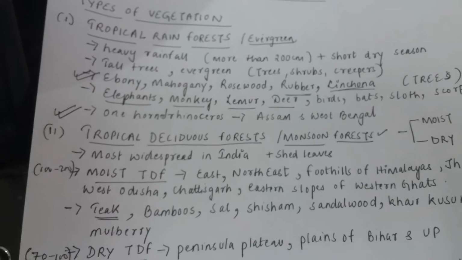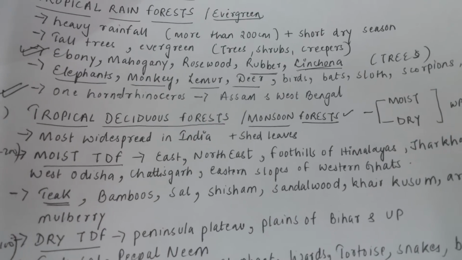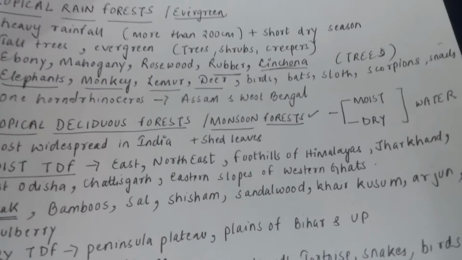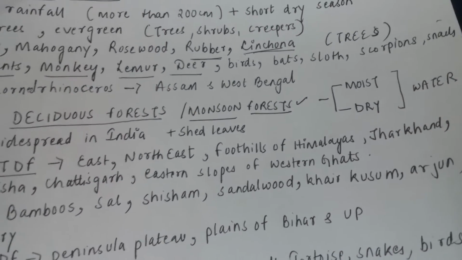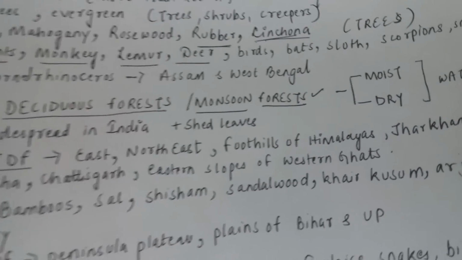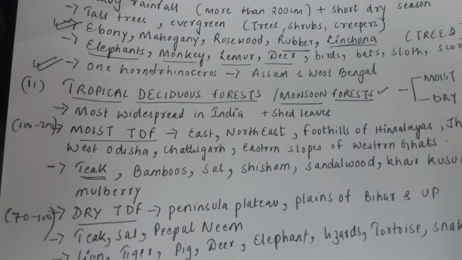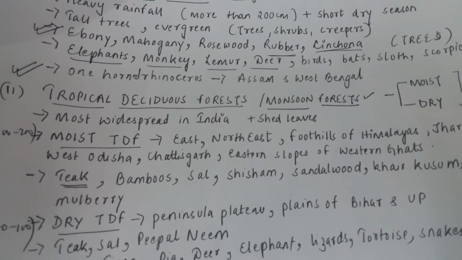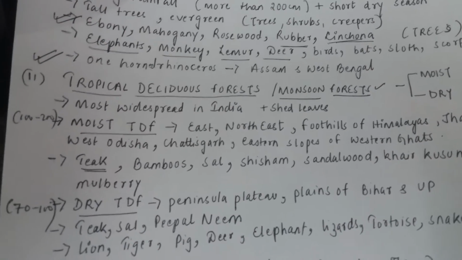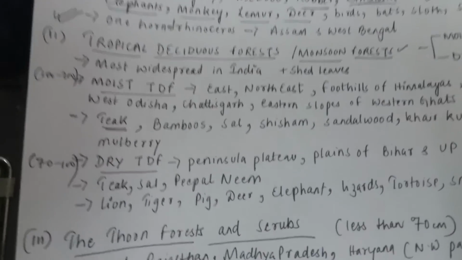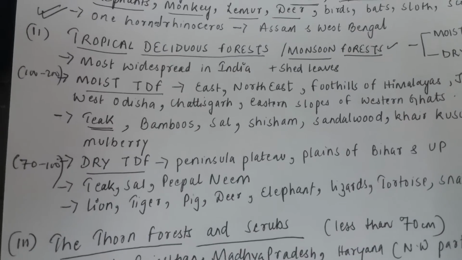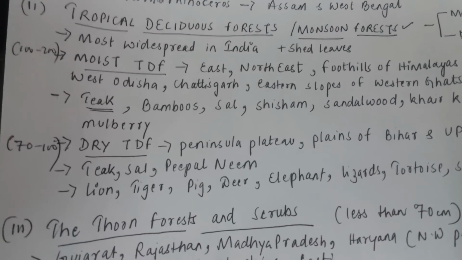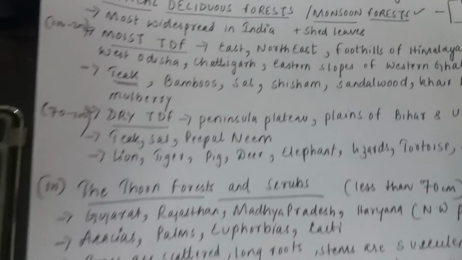Second, we talked about tropical deciduous forest, also known as monsoon forest, mostly found in India in every part. They are basically moist and dry based on the water they receive from rains. The moist tropical deciduous forests are found in east, northeast, eastern slopes of Western Ghats. They have teak and sal. Then dry tropical deciduous forests are basically in the plains of Bihar and UP, again teak and sal, lion and tiger. Just remember lion, tiger, teak and sal.